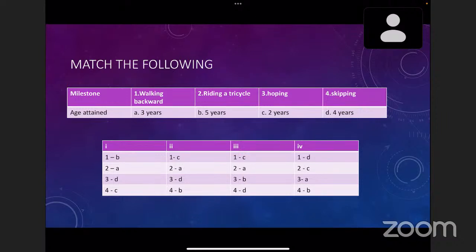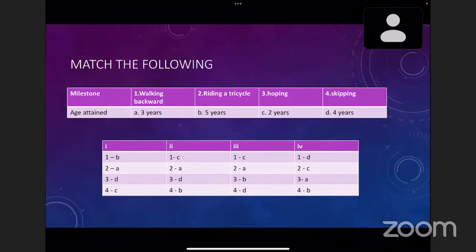What is the difference between skipping and hopping? In hopping, the child uses alternate feet, one foot while hopping. Whereas in skipping, the child uses 2 feet to jump, 2 feet while skipping. So that is attained in motion.